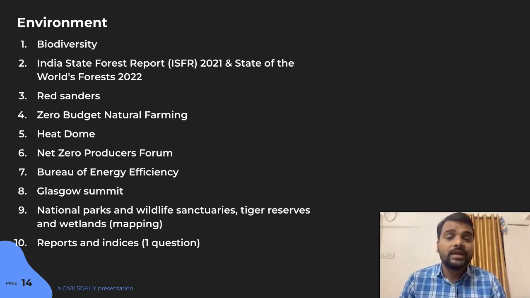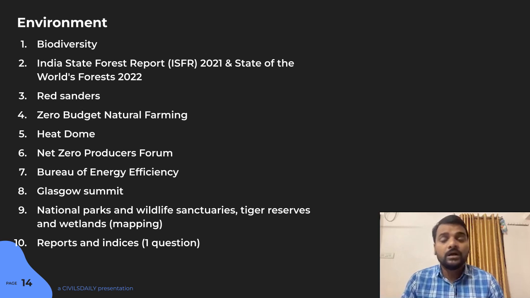Then the forest report has come, so which states have higher or lower percentages, all this forest-related data, which type of forest. Red sanders has remained in the news due to Pushpa, so they can ask geography-cum-environment questions on red sanders. Zero budget natural farming has also been in the news, so it can be asked here also.